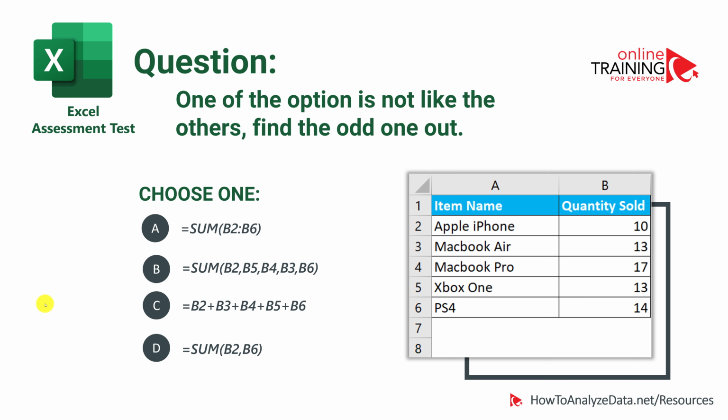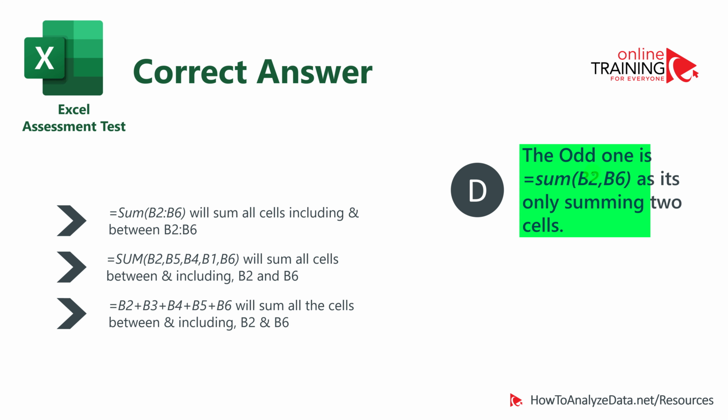So the odd one here is choice D, and it is the odd one because it only adds two cells instead of adding all five. Hopefully you've got this one right, because that was a tricky one.